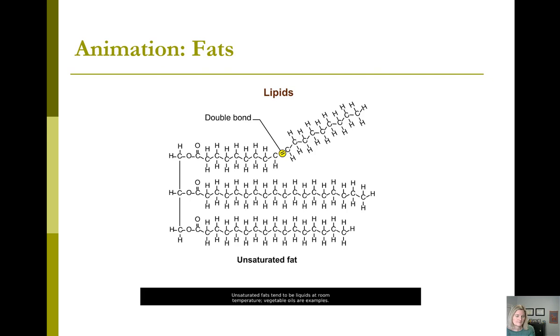Unsaturated fats tend to be liquids at room temperature. Vegetable oils are examples. Saturated fats like butter and lard are solid at room temperature. Saturated fats in the diet can lead to heart disease, while unsaturated fats are safer.